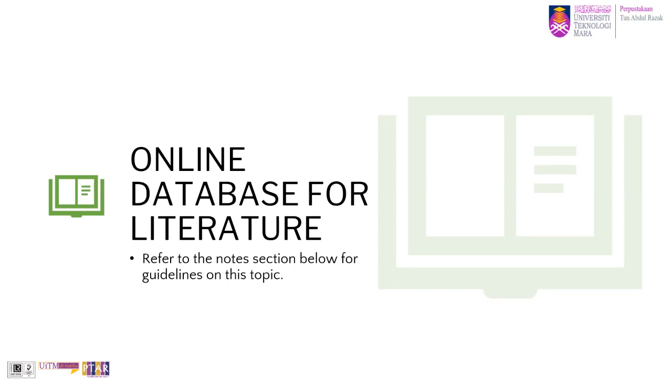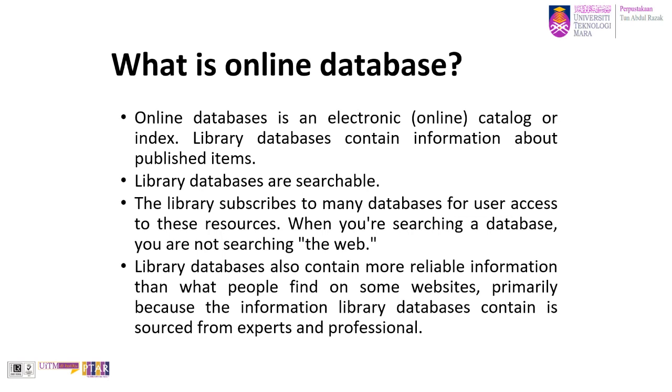Okay, so the next part would be the online database for literature itself. So what is an online database? An online database is an electronic or online catalog or index. Library databases contain information about published items, and library databases are searchable. The library subscribes to many databases for user access to these resources. When you are searching a database, you are not searching the web, right? Library databases also contain more reliable information than what people find on some websites, primarily because the information library databases contain is sourced from experts and professionals.